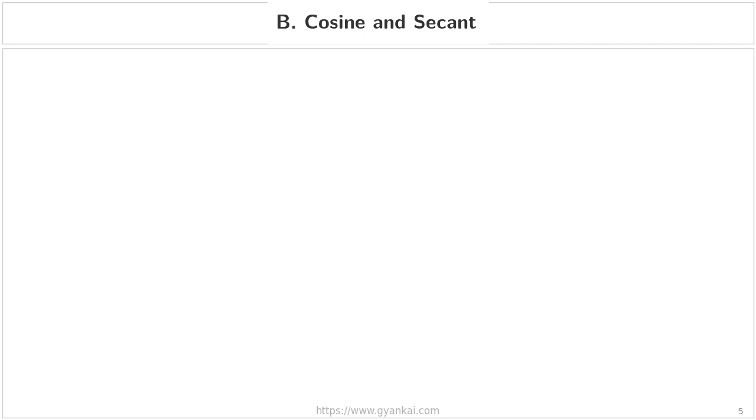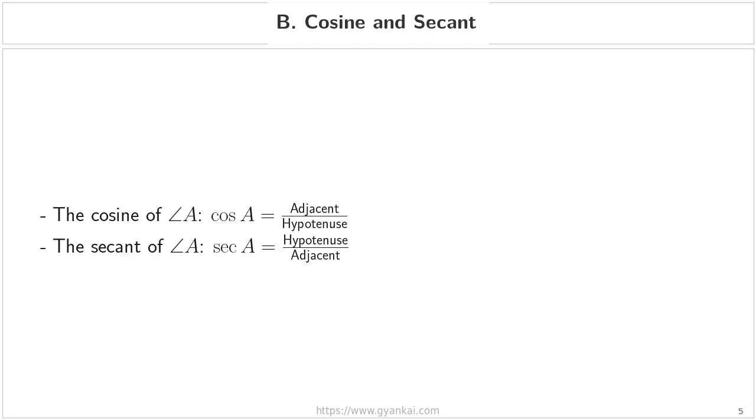B. Cosine and secant. First, let's recall the definition of the cosine of angle A, as we know from our basic ratios. Cosine of angle A is equal to the length of the adjacent side divided by the length of the hypotenuse. Next, we have the secant of angle A. If you look closely at the fraction, you'll notice something interesting. The secant is simply the flipped version of the cosine. Specifically, secant of angle A is equal to the hypotenuse divided by the adjacent side.